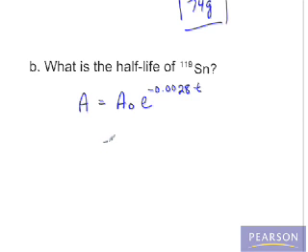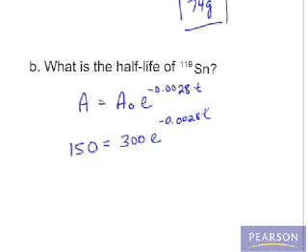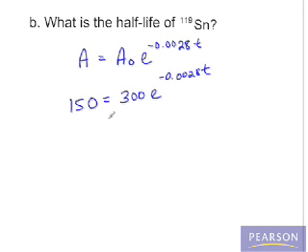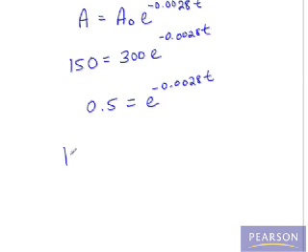So we can choose, again, the 300 grams that we had earlier. We want to know how many days need to go by in order to make 300 grams equal to half that amount, or equal to 150. So we have 150 equals 300 times e to the negative 0.0028t. We'll divide both sides by 300, giving us 0.5 on the left, equal to e raised to the negative 0.0028t power.